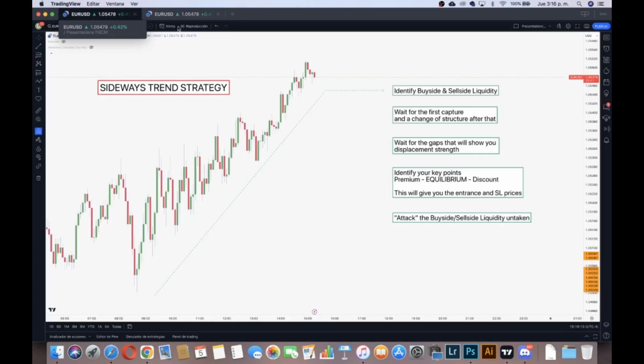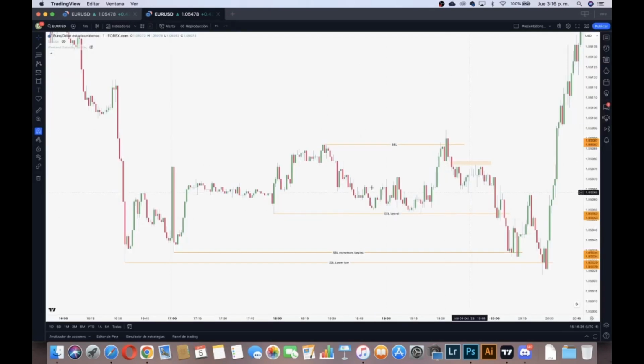And then we can identify our key points: premium, equilibrium, and discount points. This will give you the entrance and the stop loss prices. But what's premium, equilibrium, discount? We have to place our eyes on the entire movement, where it begins and the moment it captures the liquidity we wanted to see captured. Now, 50% of that movement is what we will call the equilibrium point. Above that, we have premium prices. Below that, we have discount prices.